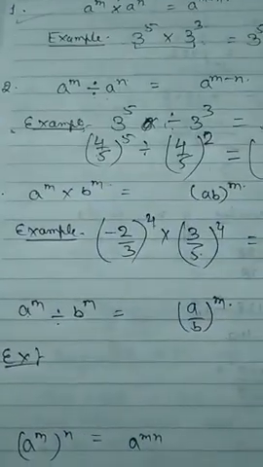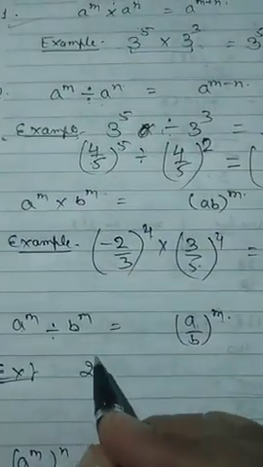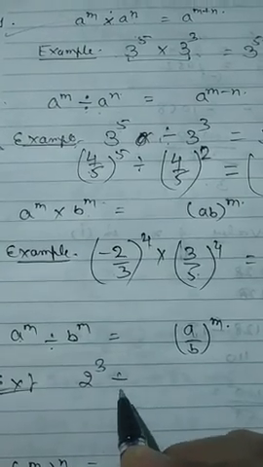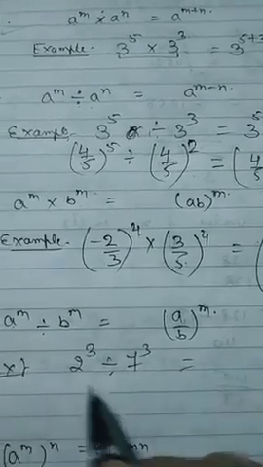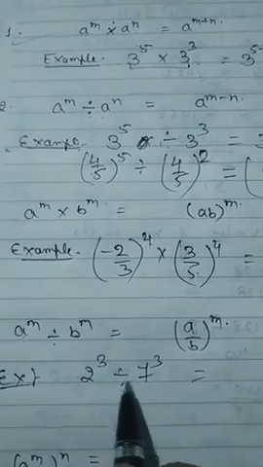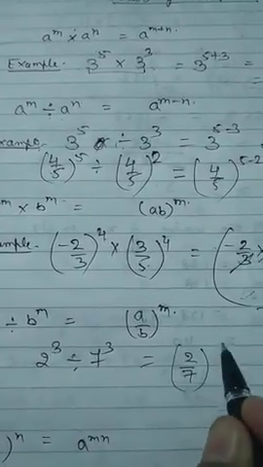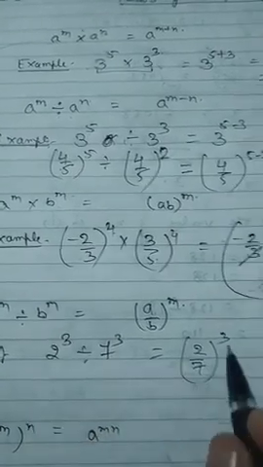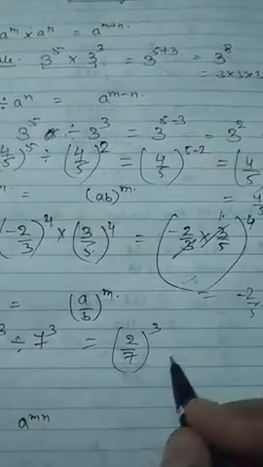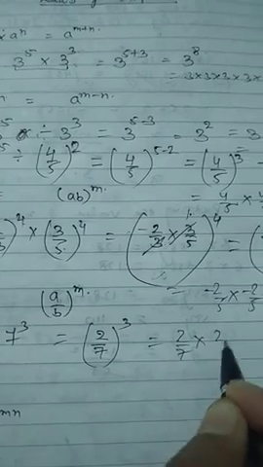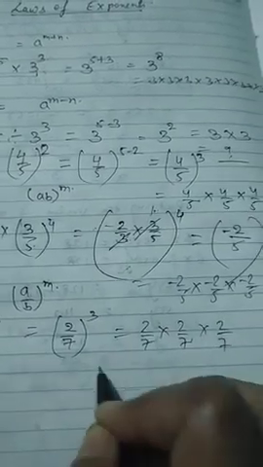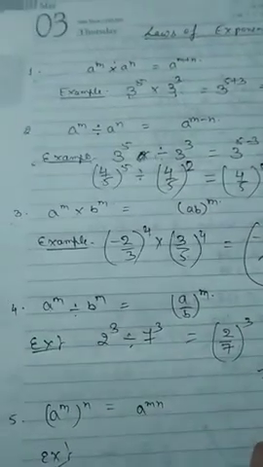For example, suppose 2 to the power 3 divided by 7 to the power 3. Both the bases are different, the power is same. So what will we do? We will divide it and write 2 by 7 to the power 3 as one base. Now its answer will be 2 by 7 into 2 by 7 into 2 by 7. Multiply and find out the answer.